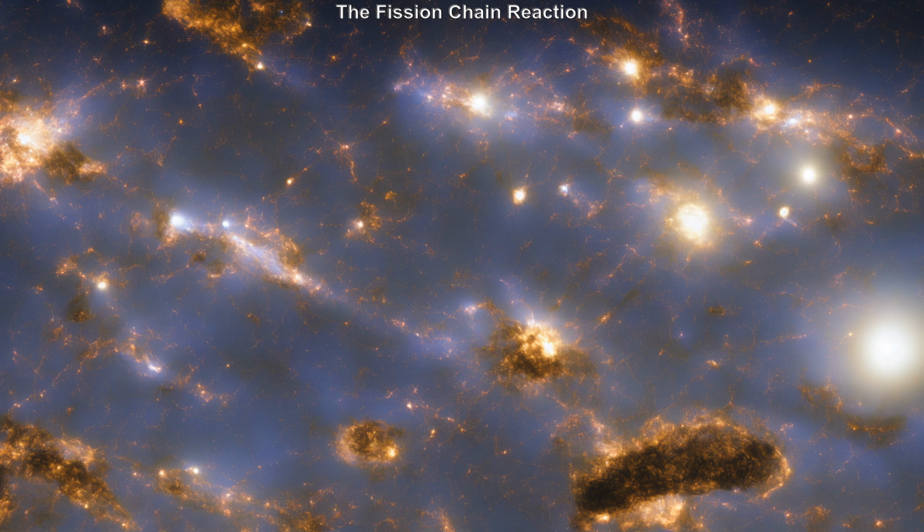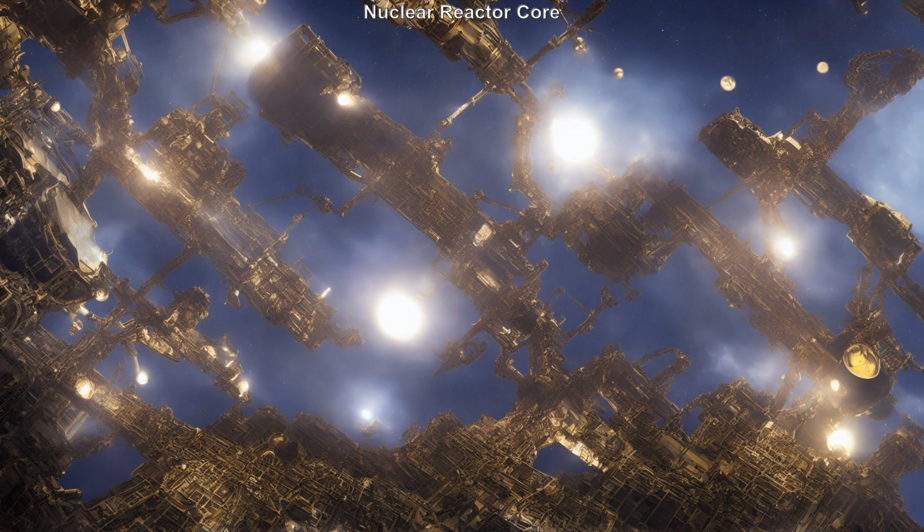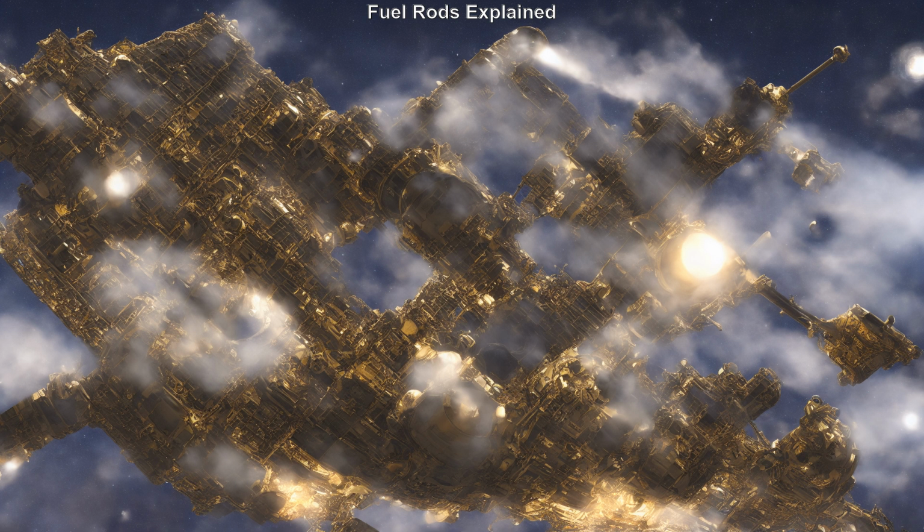Released neutrons trigger further fission events, creating a self-sustaining chain reaction. This reaction is carefully controlled in a nuclear reactor. The reactor core is the heart of the plant. It houses the fuel rods containing enriched uranium and the control rods that regulate the chain reaction.